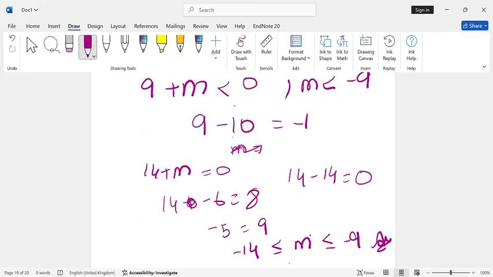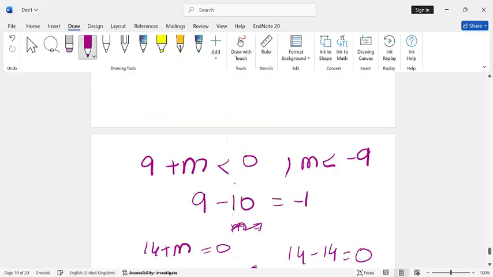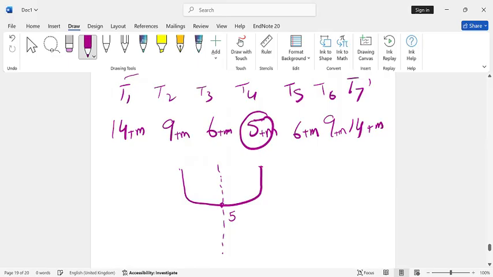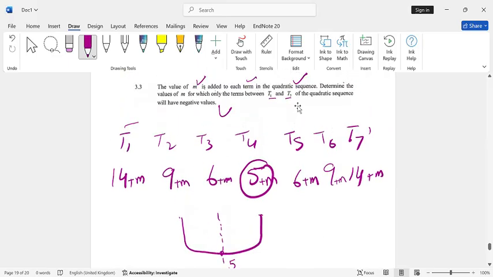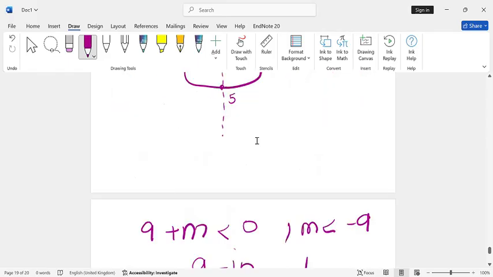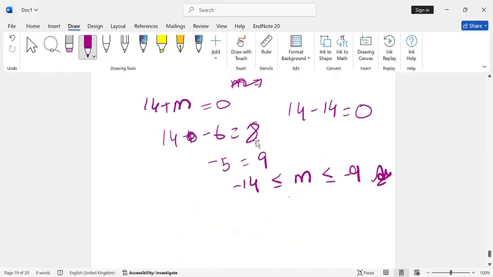So T1 and T2 are not taking the negatives. This is the required answer, because we have 14 to 0. When we put 14 minus 14, we get the answer 0, in between T1 and T7. So the quadratic sequence will have the negative values. So this is the last part of this question 3.